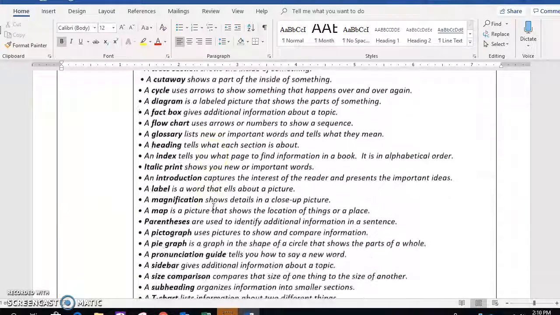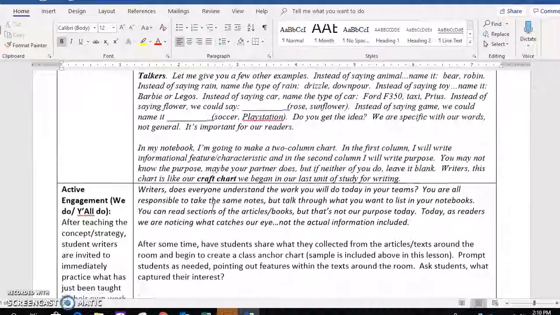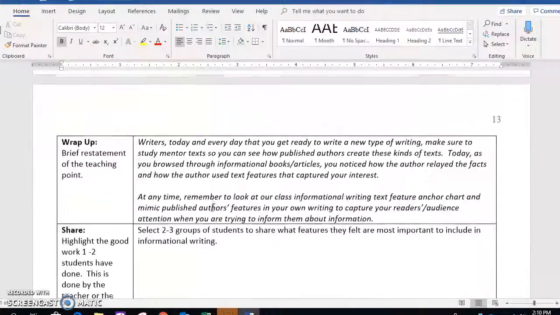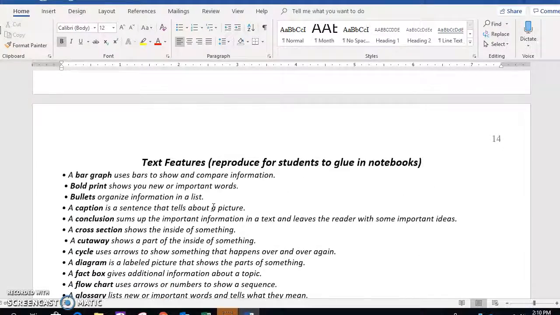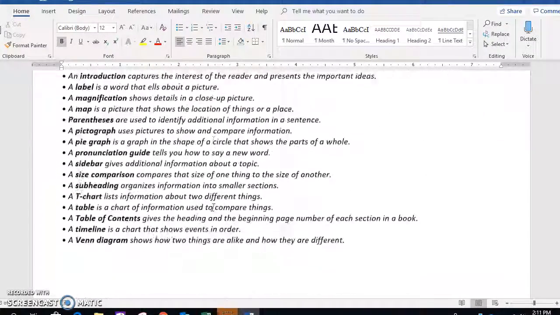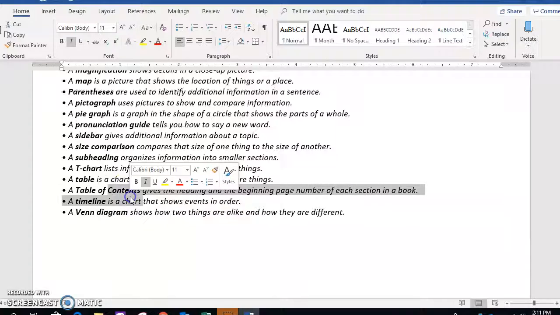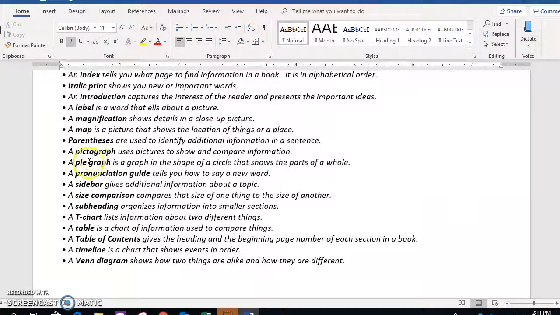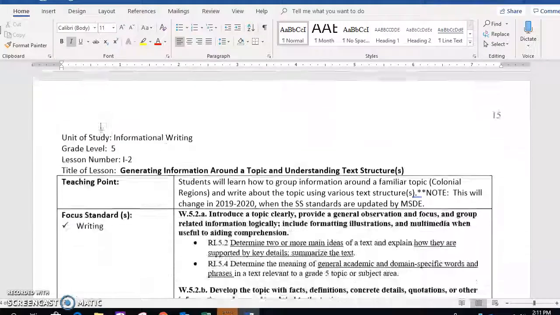We have a list of text features that you might want to point out to students, and a page a few pages after this lesson that will be available for you to either push out to students or copy for them, so that they will have a copy of different types of text features. Remember, there's a distinction between something like a table of contents that helps a reader locate information versus things like a pie graph or a map, which really aids the reader in comprehending the words on the page.